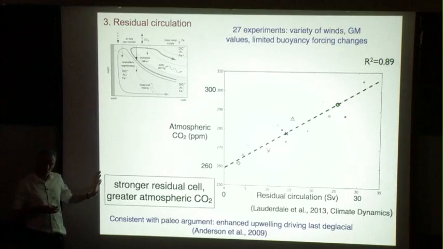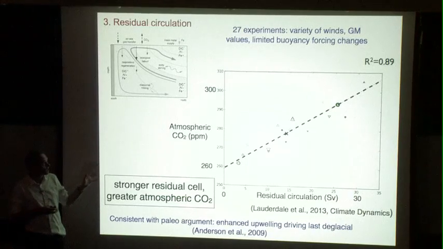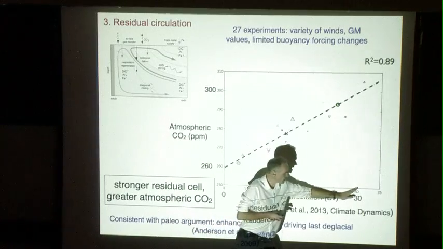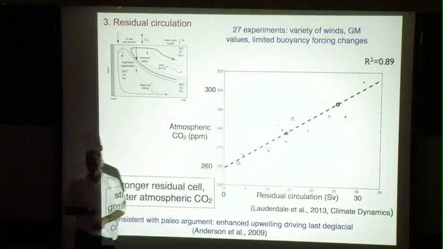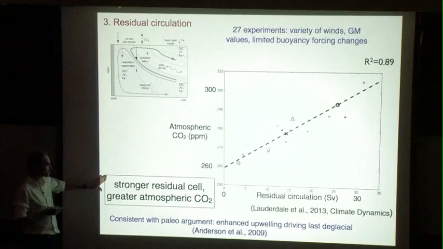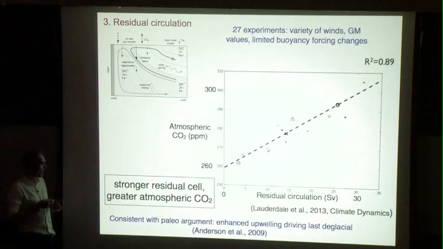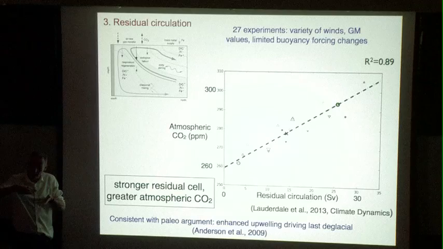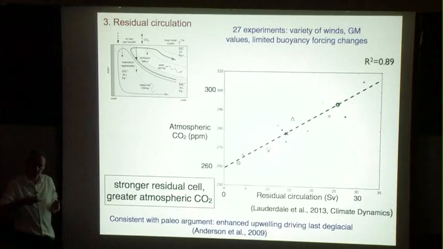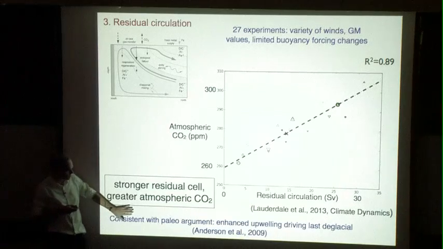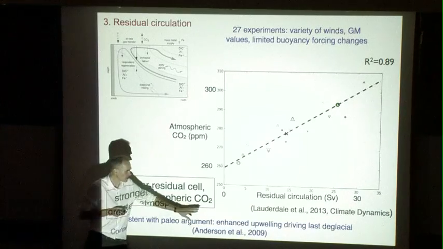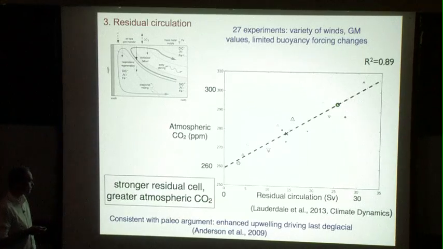When John repeats this work with 27 different experiments, with different strengths of winds, different transfer coefficients and so on, a deceptively simple result emerges: as the residual circulation increases, atmospheric CO2 increases. The stronger residual cell is leading to more deep waters being brought up to the surface and more outgassing, more contact effectively of that deep carbon reservoir with the atmosphere, and increasing atmospheric concentrations. In many ways, that might be consistent with paleo arguments about enhanced upwelling during the last deglacial rising CO2.